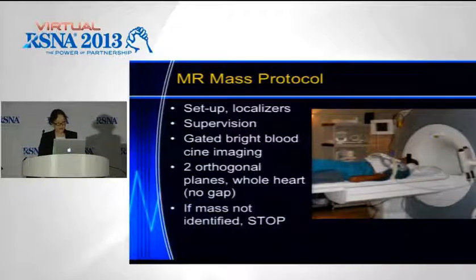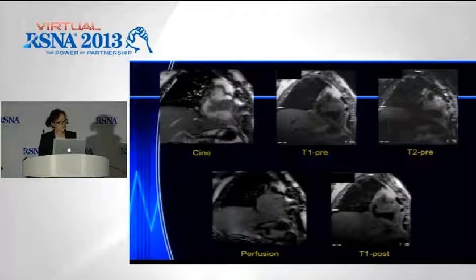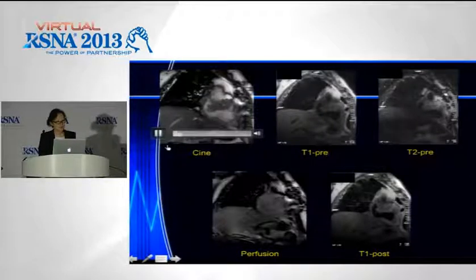Now if we do this screening sequence and we don't see a mass, then we're essentially done. So that's the end of the mass protocol, and it's very quick. If, however, we do find a mass, then we want to go on and perform a multiparametric assessment. So we have our cine imaging first, and this is going to enable us to assess the mobility of the mass and relationship to adjacent structures.